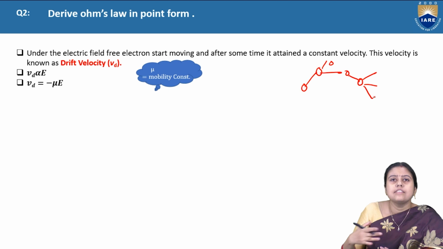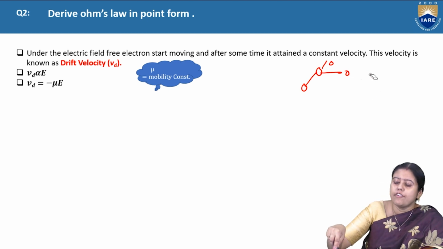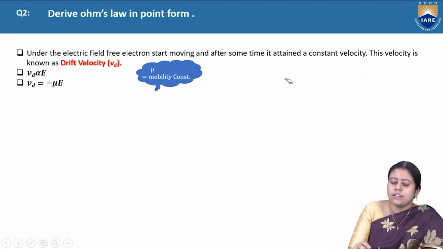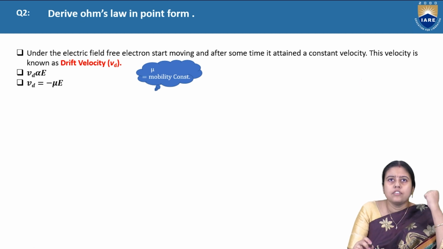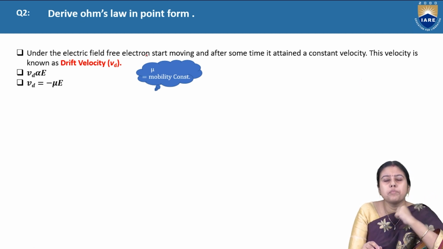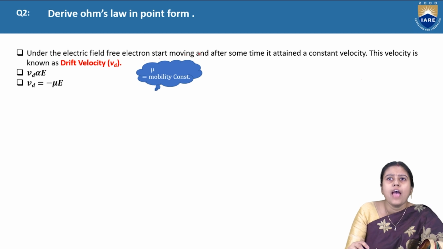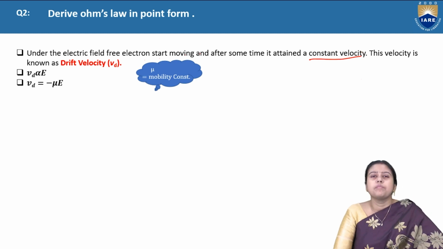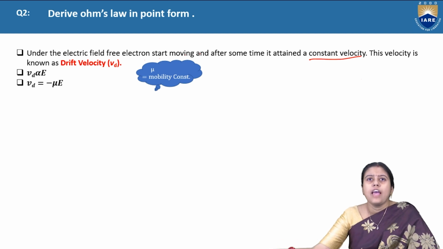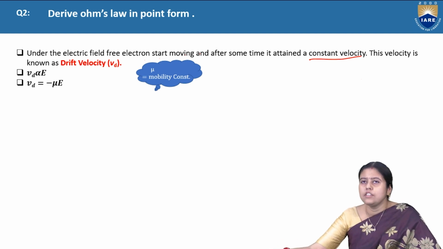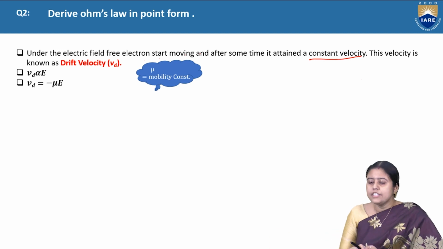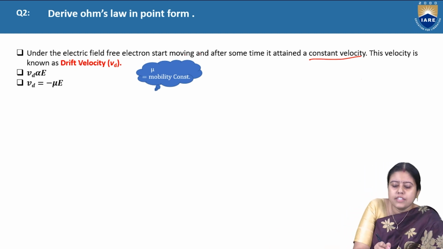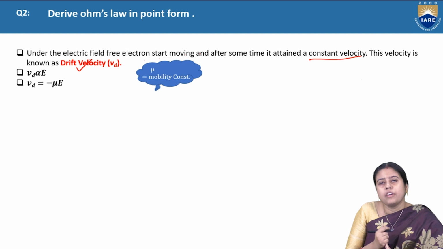As a result, there is a flow of electrons. When in the electric field this free electron starts moving, after some time it attains a constant velocity. If the field is constant, if the potential is constant, it will get some constant velocity, and this constant velocity is known as the drift velocity.